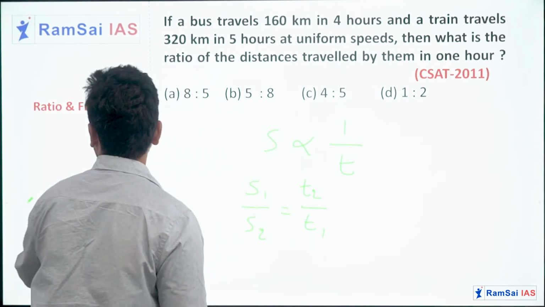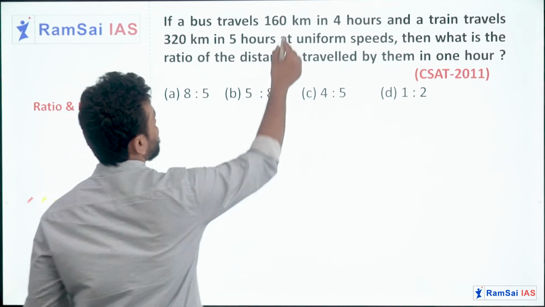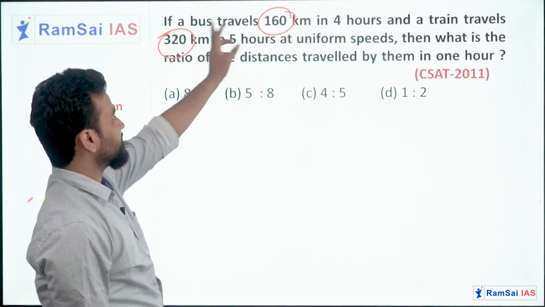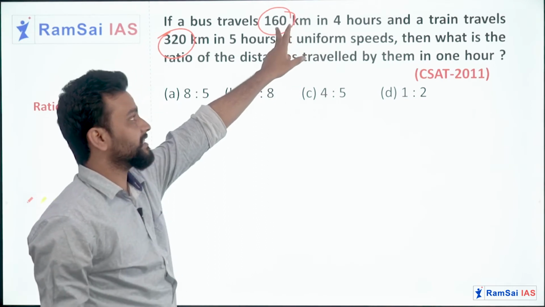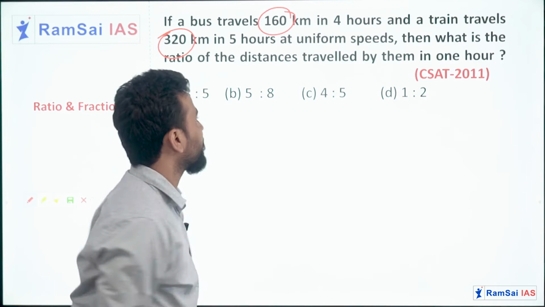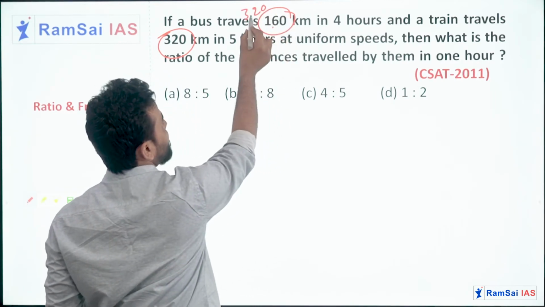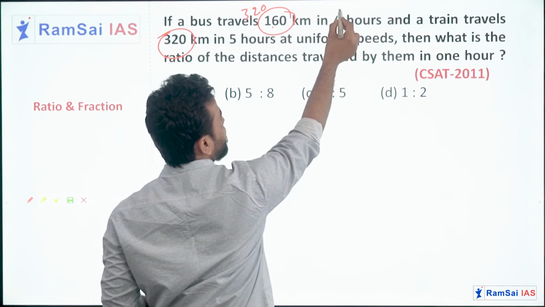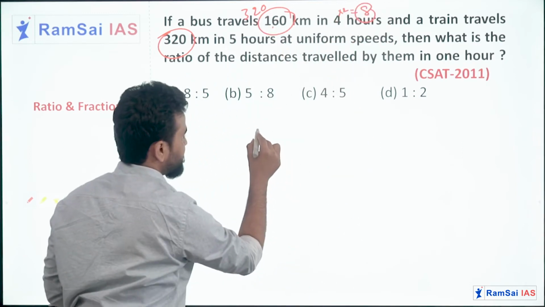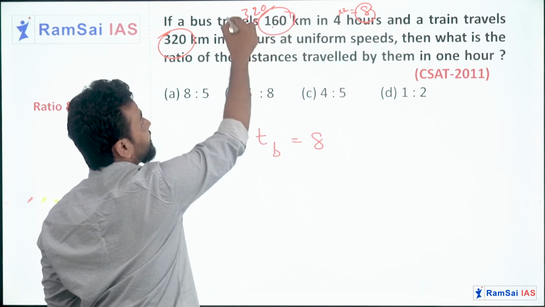So, how to find it out? Can you observe the given numbers here, 160 kilometers, 320 kilometers. Bus is taking 4 hours to travel 160 kilometers. Just imagine how much time a bus takes to travel 320 kilometers. 160 twos are 320, right? So, it takes 4 into 2, 8 hours.